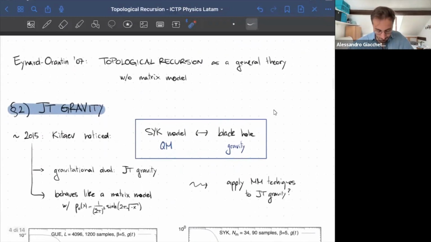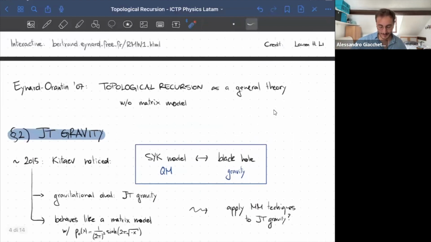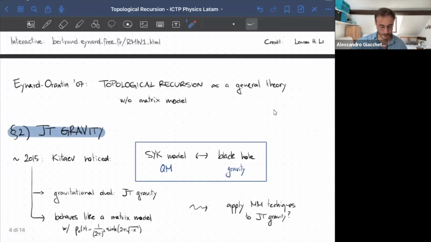So before actually telling you something about the actual topological recursion formula, I want to jump ahead to another application. And I want to describe a bit better what this topological recursion formula is for the case of JT gravity. So JT gravity is a very old theory of 2D gravity, but in the last, let's say, 8 years, there was a kind of resurgence of this theory, starting from an observation of Kitaev from 2015.